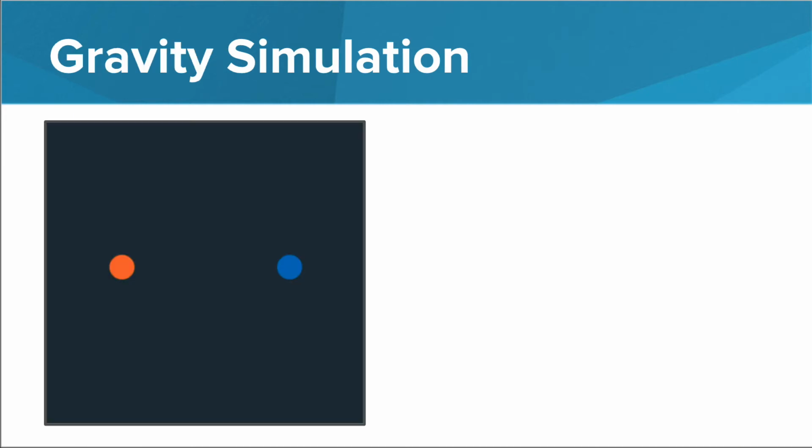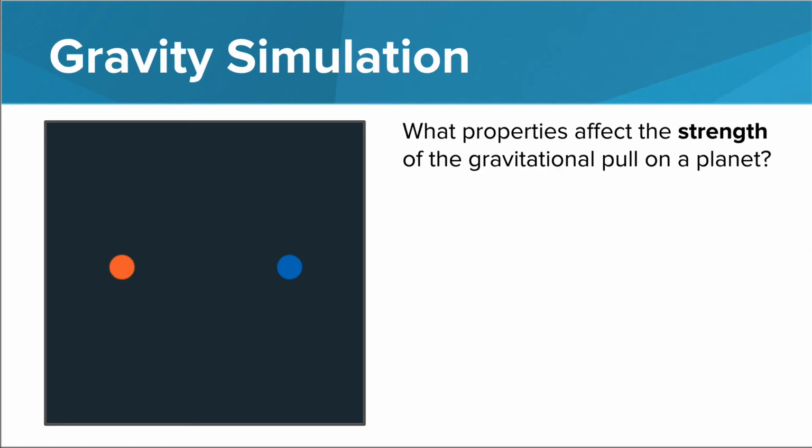Now back to your gravity simulation. We're going to simplify the scenario and place two planets next to each other. Your goal over the next few exercises is to test a variety of properties to determine which has an effect on the strength of the gravitational pull on a planet. In the spring simulation, we had a ruler to help us quantitatively measure the stretch of the spring. This provided hard data that we could use in our conclusions.